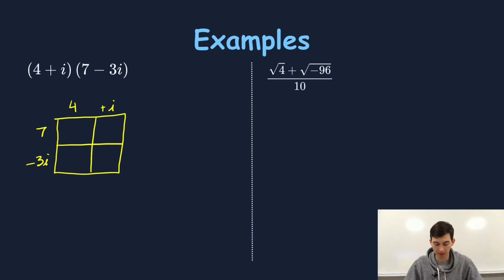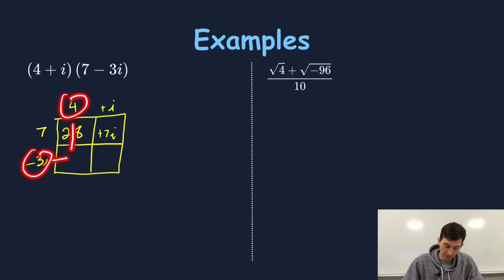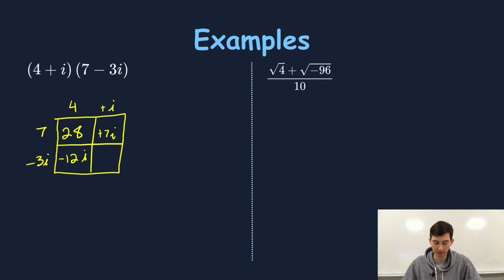So I'm going to take my first complex number, 4 plus i on top, and 7 minus 3i down the side. So 7 times 4 will give me 28. And now i times 7, again, we're just treating i like a regular variable. So I'm going to say this is plus 7i, just like I would say plus 7x. 4 times negative 3i. 4 times negative 3 would give me negative 12. And then I'm just going to throw that i on at the end. And then i times negative 3i would give me negative 3i squared.